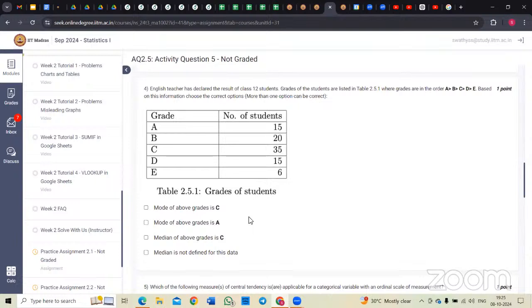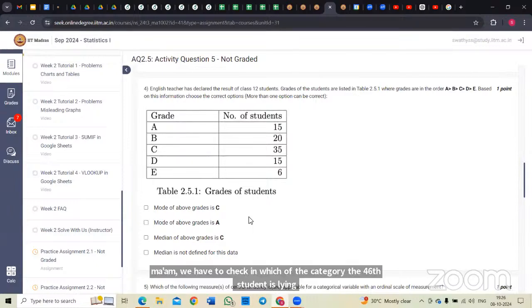Ma'am, my doubt is about the median. Why are we getting the median as C? We are adding up the number of students, and it comes to 91. Then the median will be the 46th student. We have to check in which grade the 46th student lies.